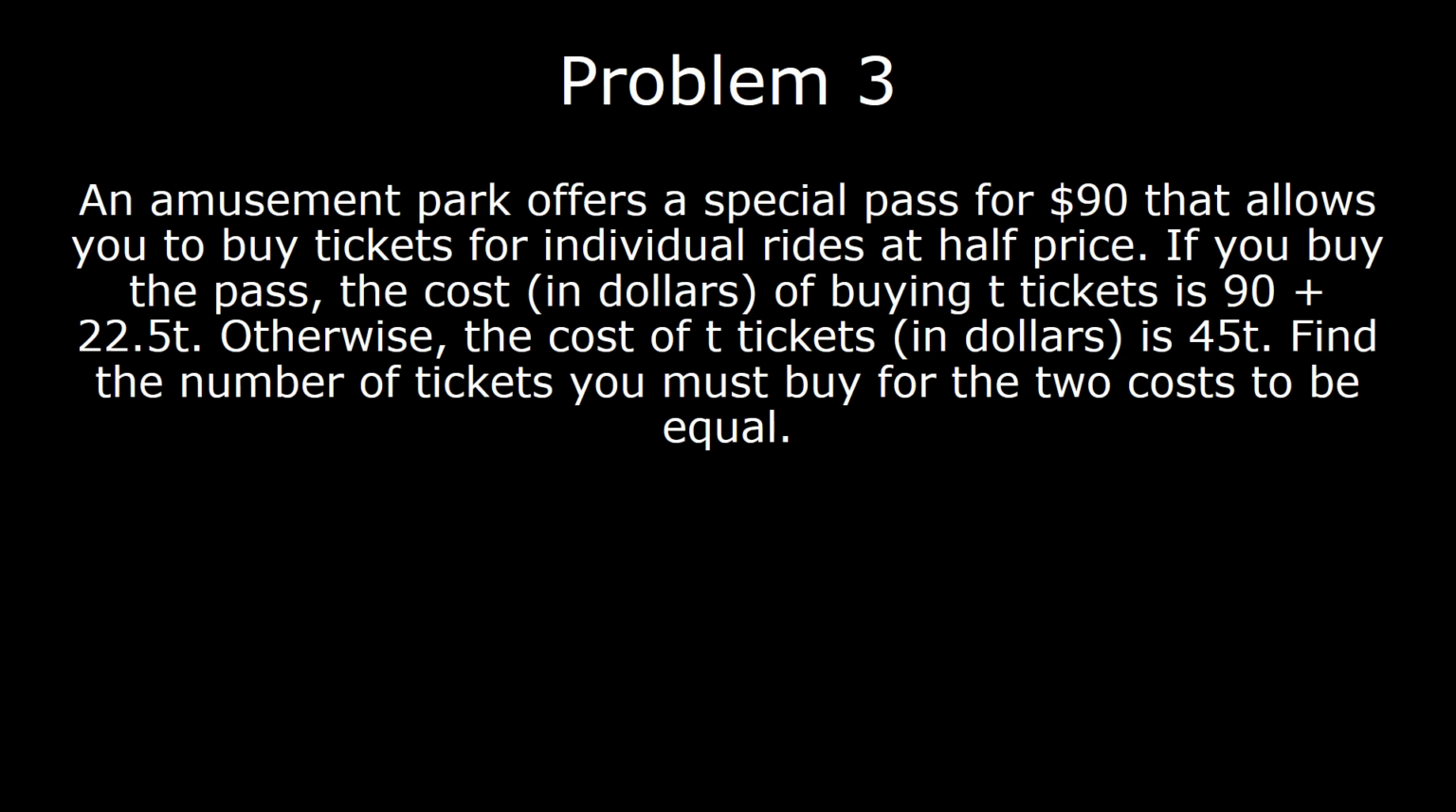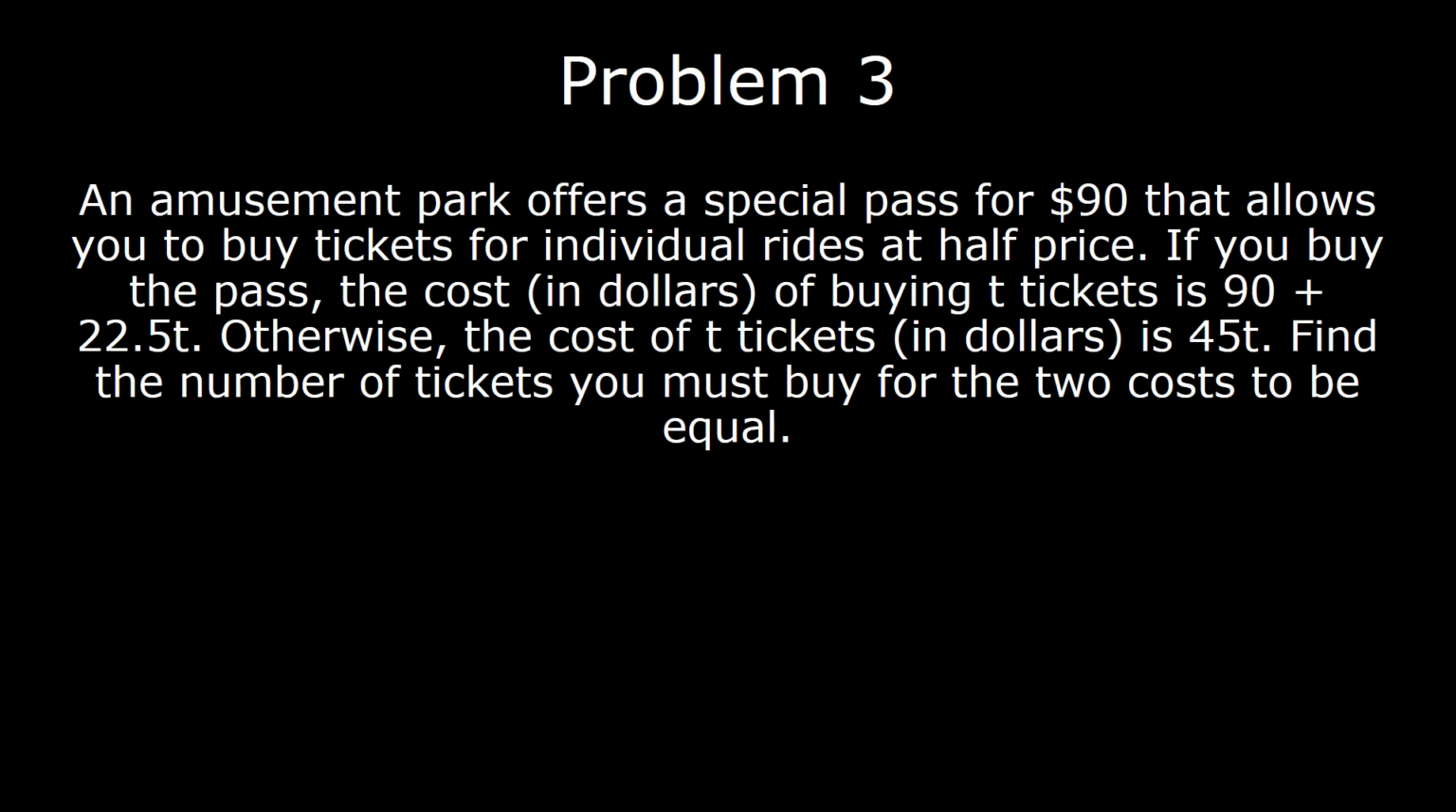Now there are two possibilities here. The cost with this Super Saver discount special pass and the cost without it. So cost with pass equals 90 plus 22.5t and cost without pass equals 45t. Simply, this is information that is given in the question. And the question is asking us to find the number of tickets, or the value of t, for which cost with pass equals cost without pass.